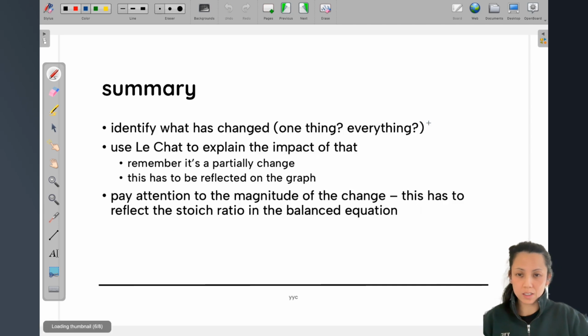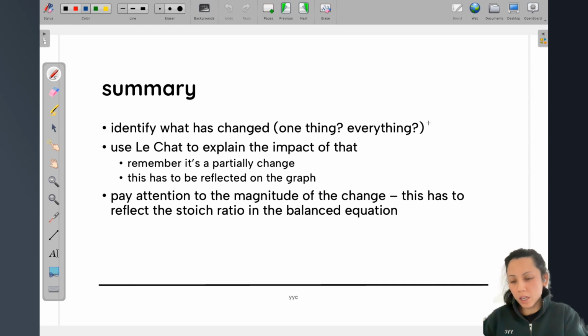So let's summarize. For these concentration time graphs, have a look at the change and the nature of the change. Is it one thing? Is it everything? Then use Le Chat to explain the impact of that change. So if an increase in concentration, what does Le Chat say you're going to do? And then pay attention to the magnitude of the change because that should be reflected in the balanced equation.